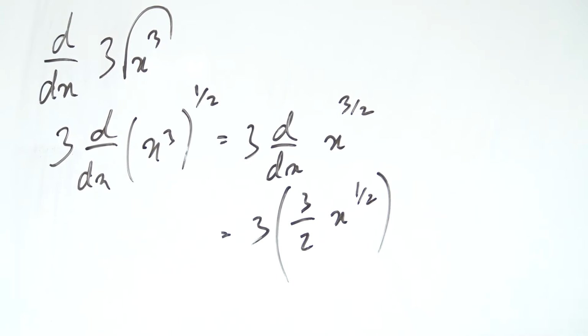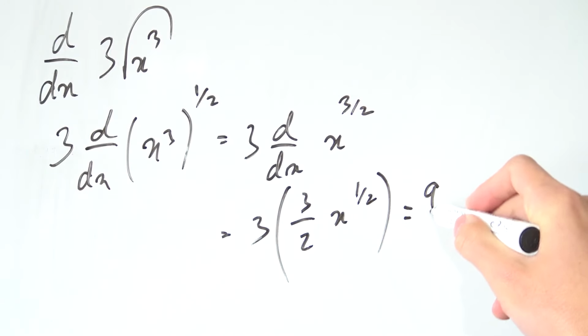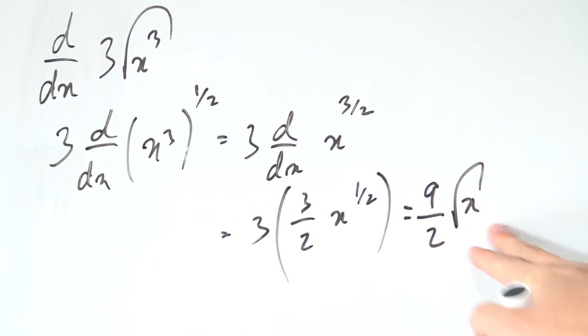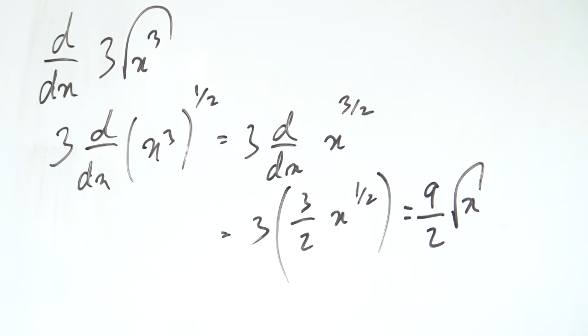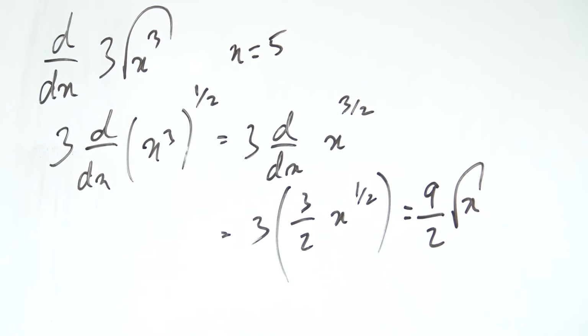So we're going to get this in the end. And then x to the 1/2, that's exactly the square root of x. And we can clean things up in the front right here to get 9/2 square root of x. And this thing right here is the derivative of this other function right here. And let's say we wanted to find the gradient of this function at the point, let's say x is equal to 5. How exactly can we do that?